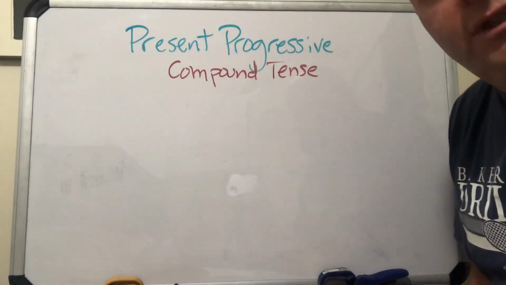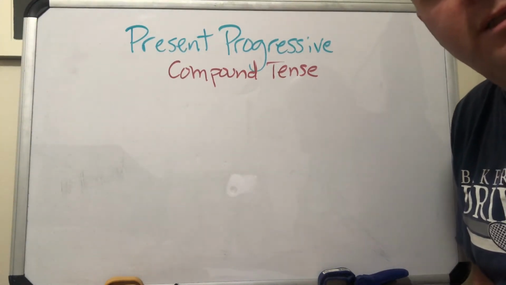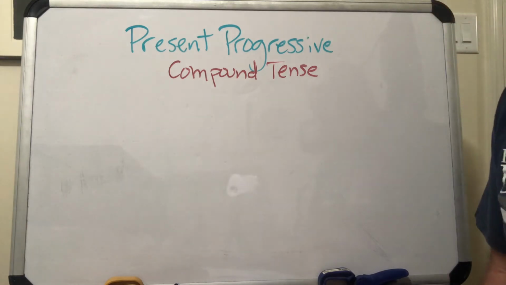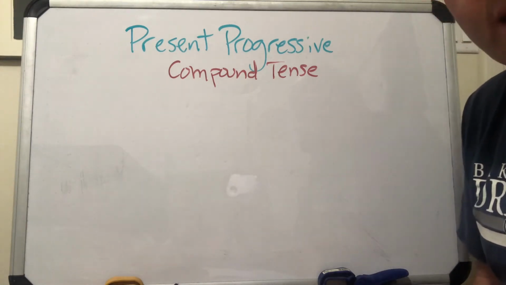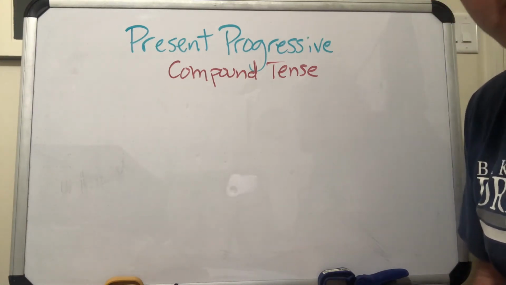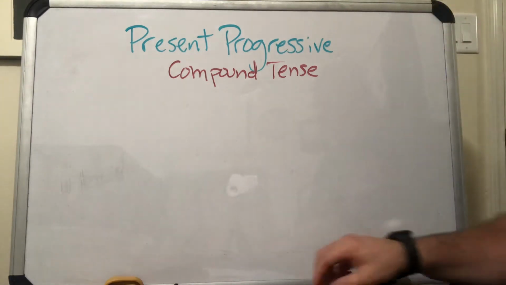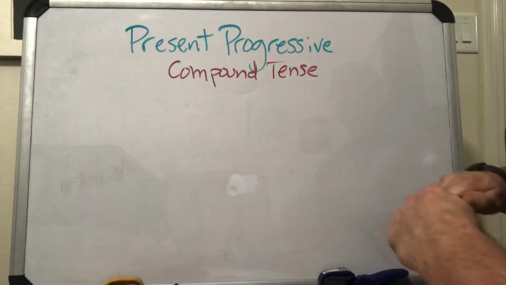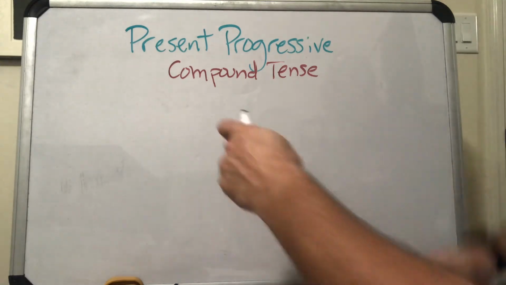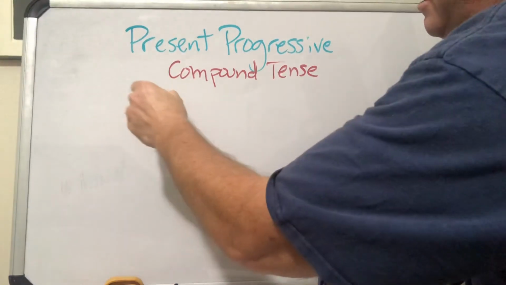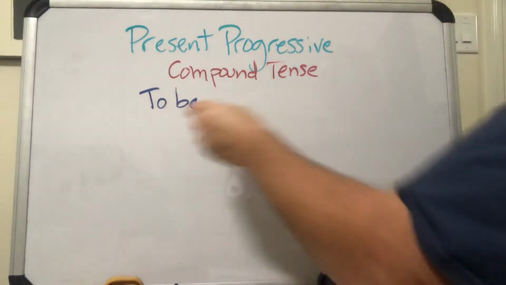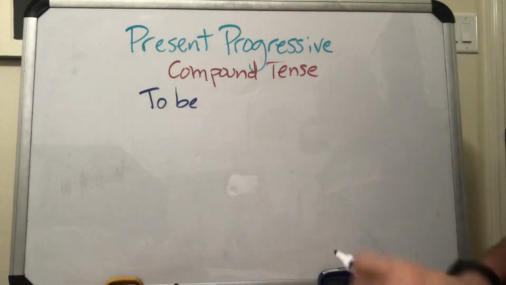All right, muchachos, in this video we're going to talk about the present progressive. And this is a compound tense, meaning we're going to need two verbs to complete this. And in English, we use the verb to be. We use the infinitive to be, like I am or you are, he is.